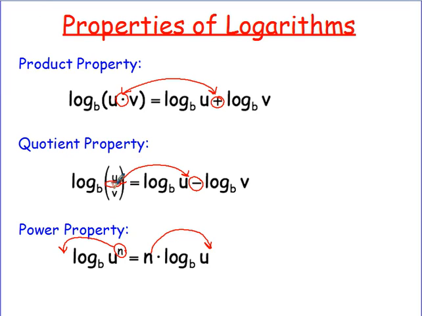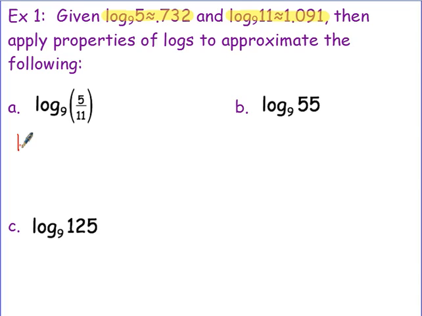Division is going to split apart into subtraction. So now instead of one log, there's going to be two logs, both with a base of 9. There's going to be a subtraction sign between them. The one on top goes first. The one on bottom goes second. So that's how easy those properties are to apply. Now the difference is we're not done. But now we can make some substitutions.